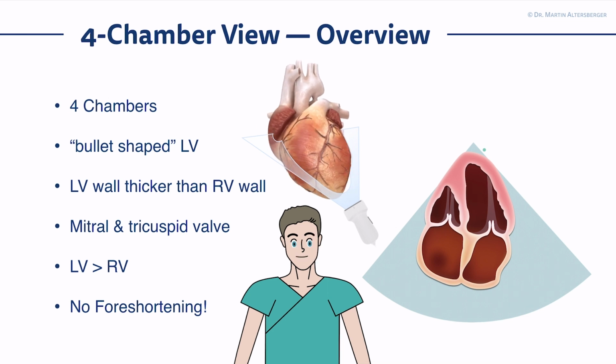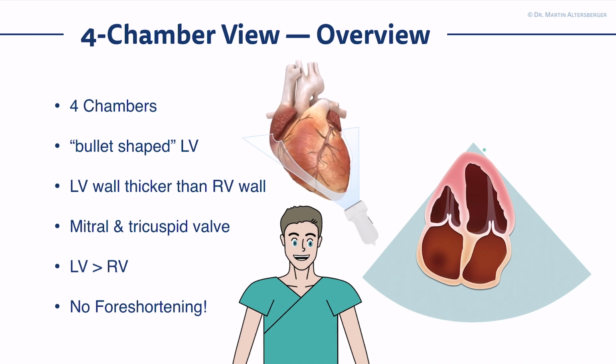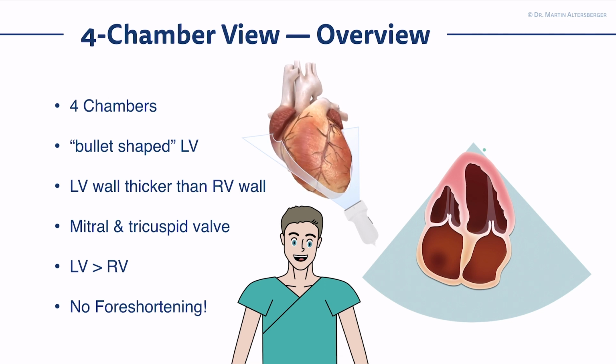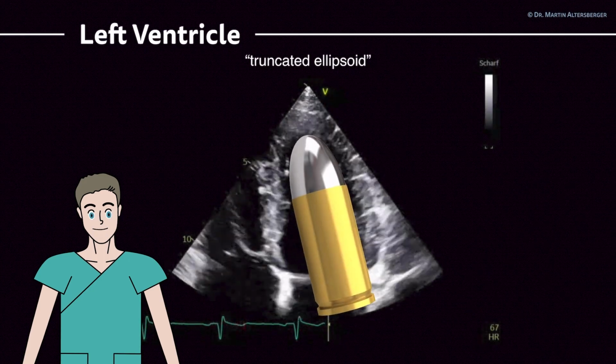A very important point I want to state is that you should avoid foreshortening. We will discuss foreshortening in some later slides, but keep that word in mind. When the ventricle is not scanned directly at the apex, you have foreshortening and oversee some relevant pathologies.